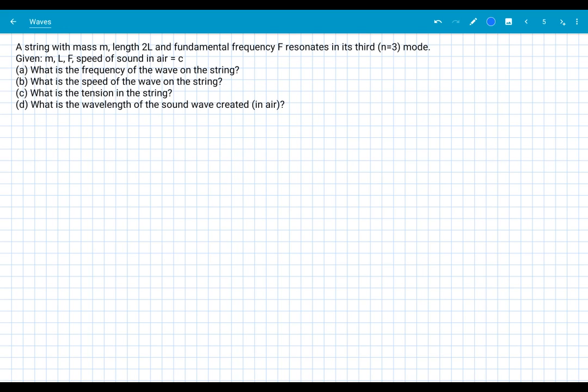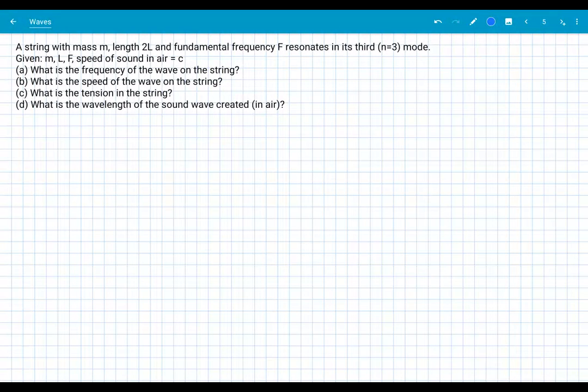Okay, I really like this standing wave problem, just because I feel like it's really thorough and straightforward, but it allows you to explore different aspects of the standing wave. So let's see what we have here. We're given some string. The mass of the string is given, the length and fundamental frequency. We're also told that the string itself is not resonating at its fundamental. It's resonating in its third mode.